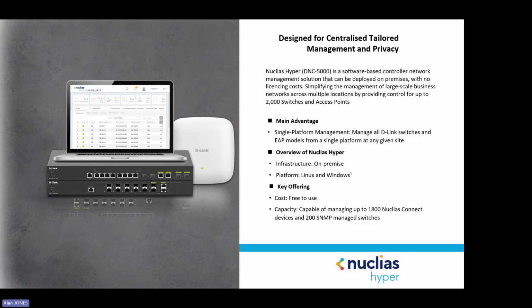As Phil mentioned earlier, Nuclias Hyper is available on Linux and Windows, so it's a piece of software you can download. It does take a bit of RAM to hit the recommended specifications for it. But come the release date, which is planned to be August, you'll be able to download that and have a play around with it. It's free to use, exactly the same as Nuclias Connect.